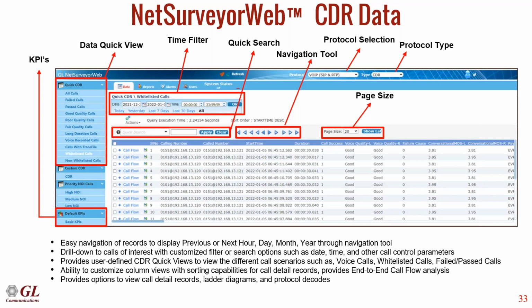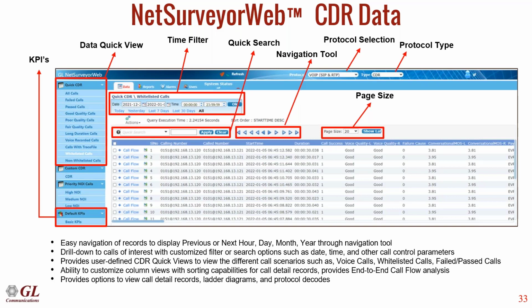Along with that, we can quickly search on these parameters. For example, if I would like to search all the calls placed by a particular caller, or all the calls with good voice quality, or all the calls which have failed due to some other reasons. So we can do a quick search based on the caller, callee, and all these CDR parameters.